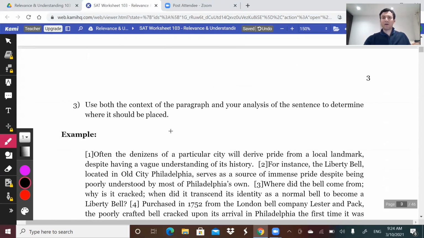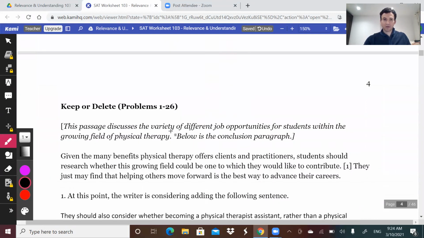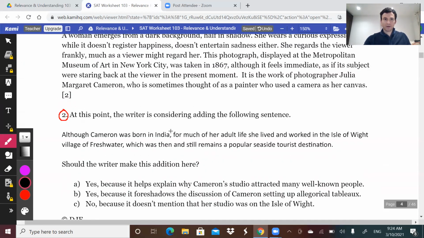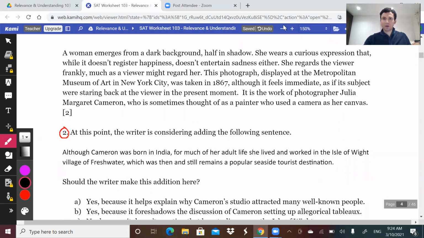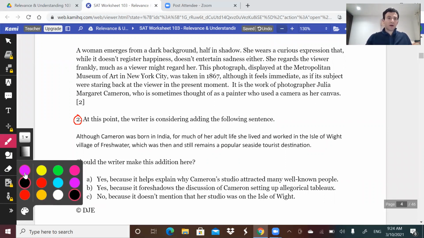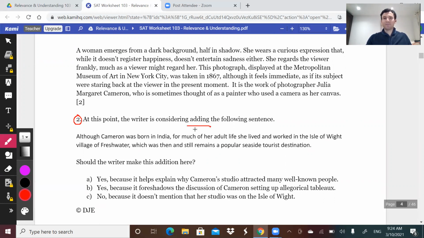All right, let's look at one from the test just to get some practice here. Or we may even look at two quick ones. So I've already circled it in red here. And I apologize, it's going to be a little bit of an eye test, but hopefully you can see everything okay there. So again, we're going to read the paragraph because it's a keep or delete one. We want to know whether or not to add it. So we need to know what the paragraph is about.